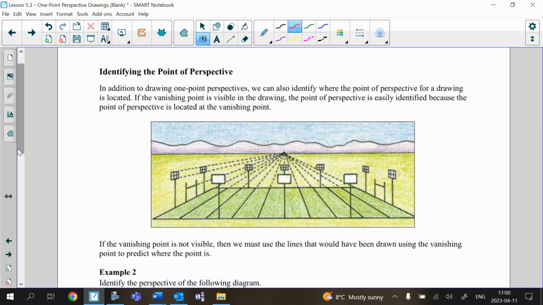So I'm just going to continue with a dashed line off into the distance. And then I'm going to do the same thing with this one, and this one, and this one. And then also I can use part of the goalposts to draw. And when you draw all those, they're all going to reach some point in the distance. That's your vanishing point.